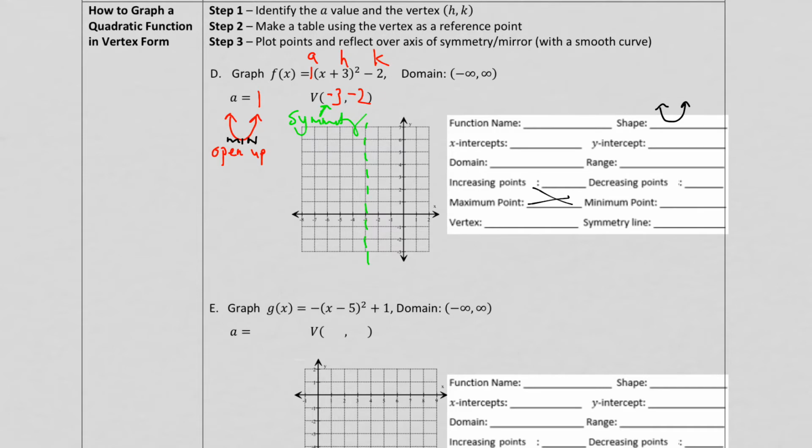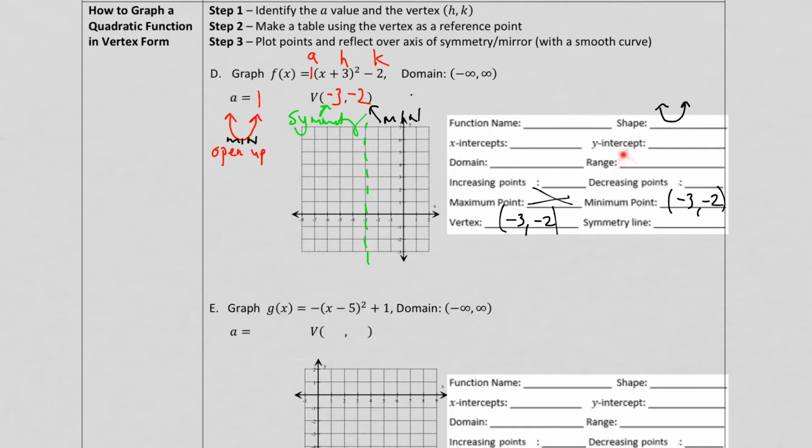I also know that this point here is going to represent my actual minimum value. So that's your max or min. So my minimum point is going to be negative 3, negative 2. And that'll be the exact same as the vertex. The vertex itself is going to be your max or min, depending on the shape of the graph. It's where the graph turns.